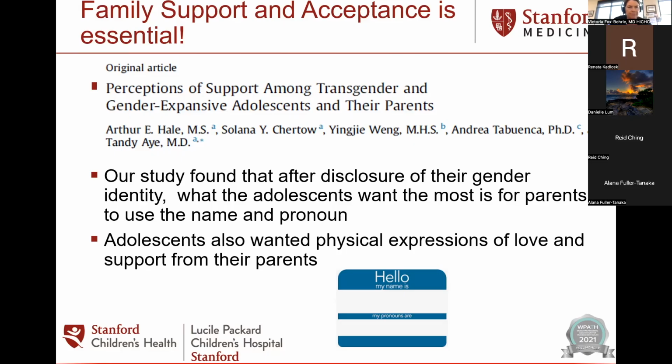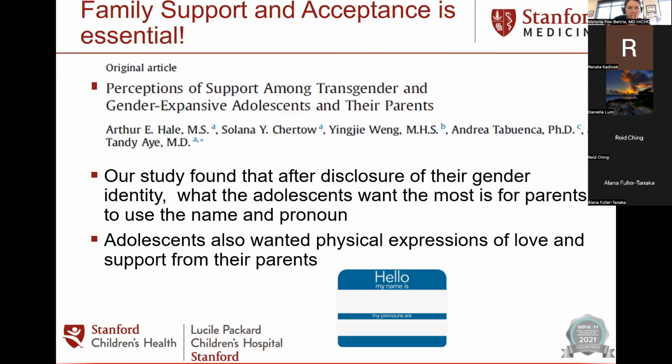And when you ask number 2, what the adolescents said that they wanted the most was a physical expression of love and support from their parents. So they said just for them to be there to listen and to give a hug or a shoulder to cry on. That was the most important thing.